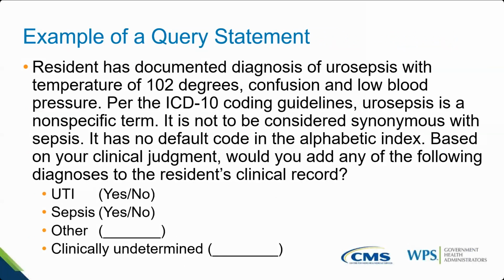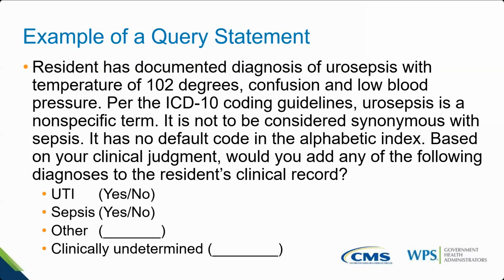So as we move on, let's talk about this sample, and this will maybe help drive it home. This resident has a documented diagnosis of urosepsis. They also have a temperature of 102 degrees Fahrenheit. They're confused and they have low blood pressure. Per ICD-10 coding guidelines, urosepsis is a non-specific term, so it's not to be considered synonymous with sepsis. It has no default code in the alphabetic index.